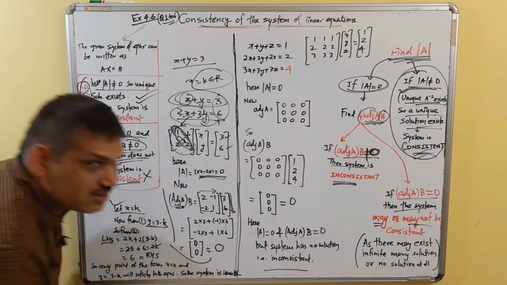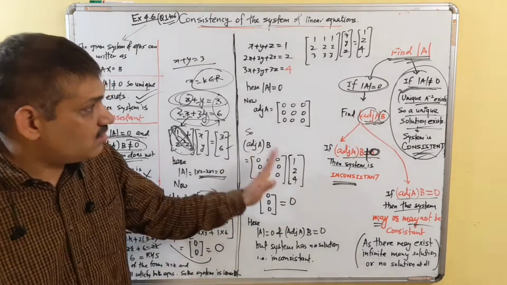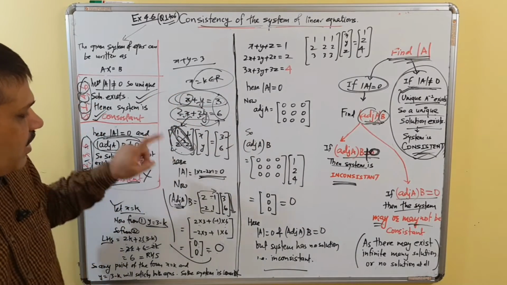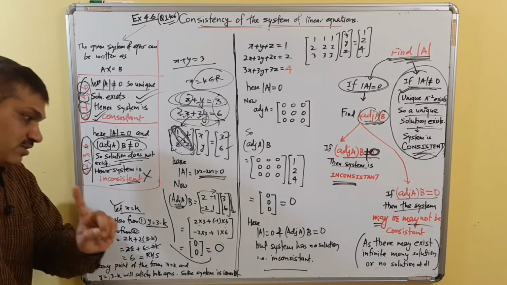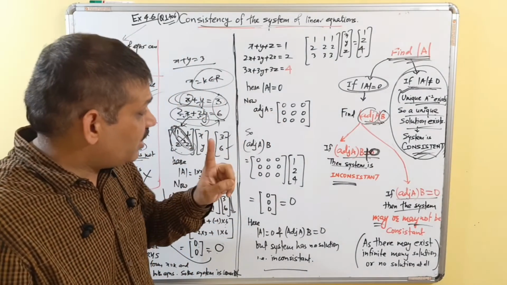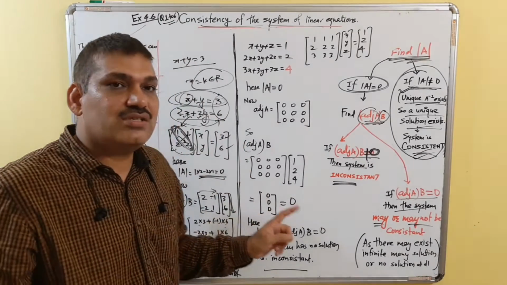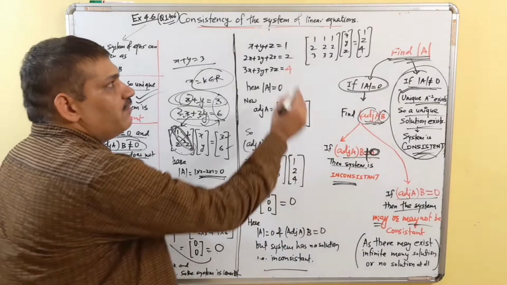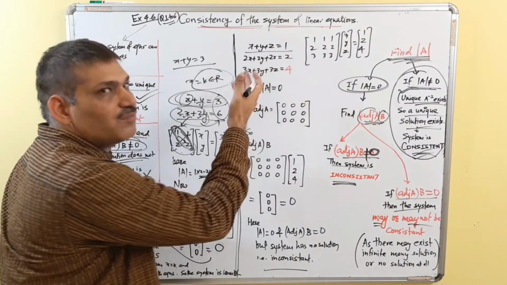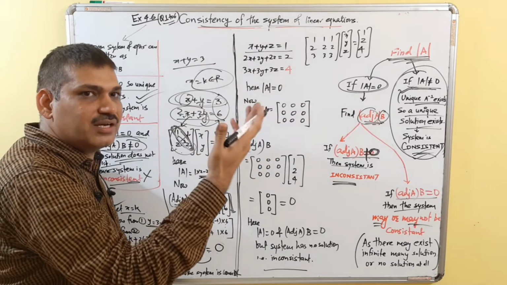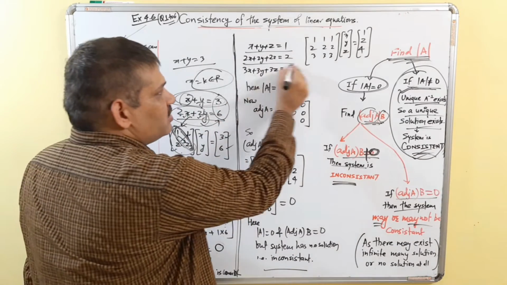This system is consistent. But on the other hand, we can see here determinant A is 0 and adjoint A into B is 0 and the system is consistent. But here determinant A is 0, adjoint A into B is 0, but the system is not consistent. See it carefully. We are having one equation. This is the equation of a plane in 3-dimensional geometry that we'll talk about in 3D geometry in class 12, last chapters.